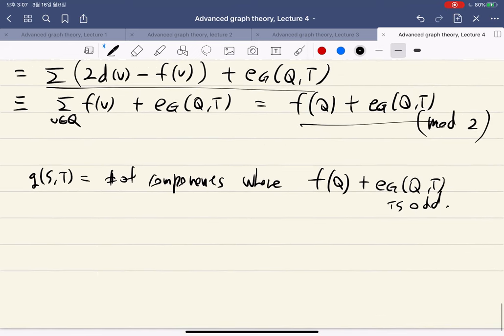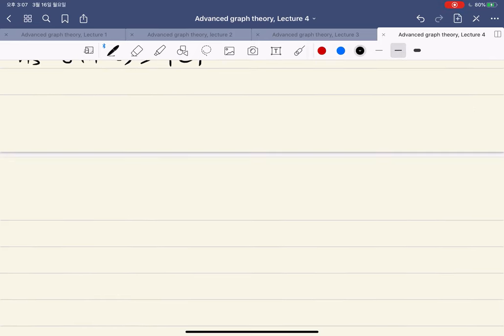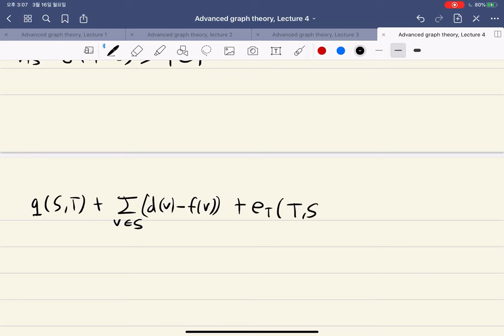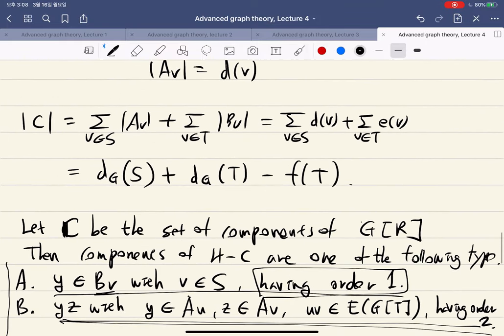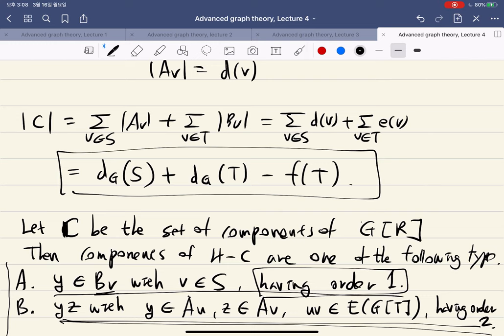So now what do we know? We know that C is a Tutte set. So the number of odd components in H minus C is bigger than the size of C. Then we add the components of type D plus the components of type A plus the odd components of type C. So then that's bigger than the size of C. So what was the size of C? Because we have shown that the size of C is this expression.